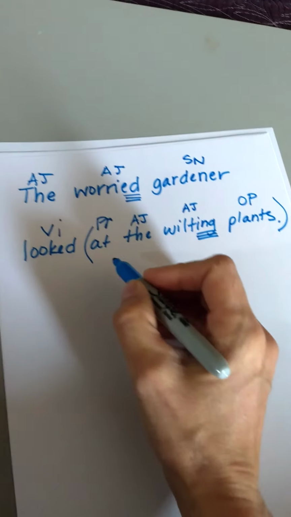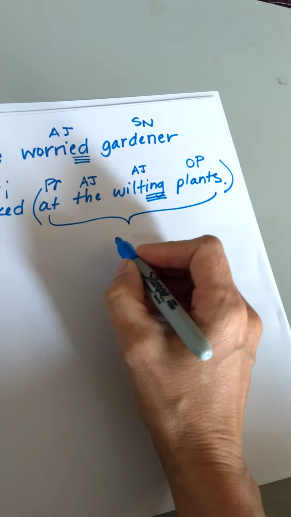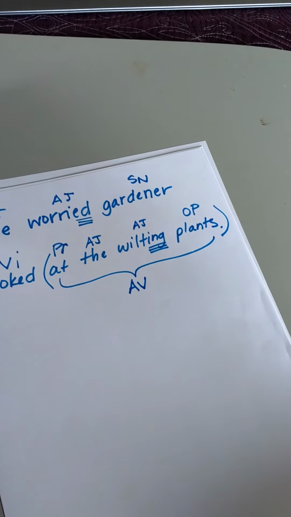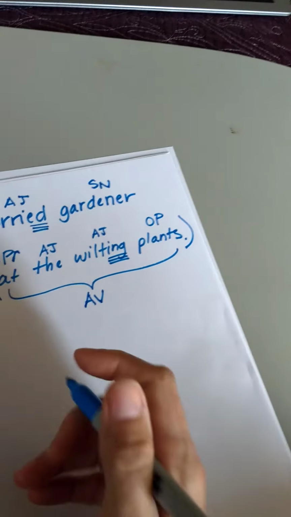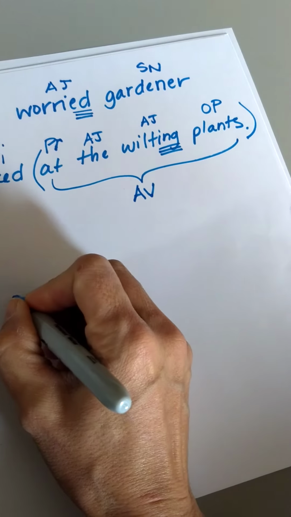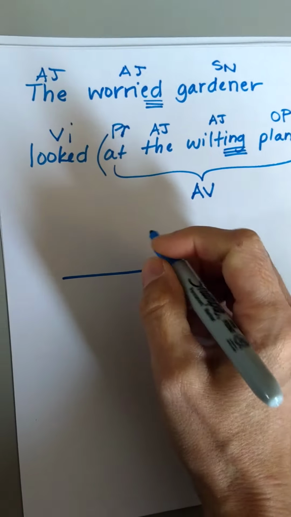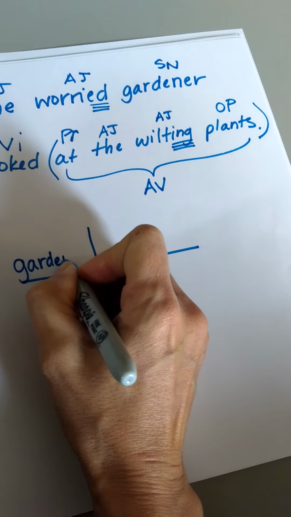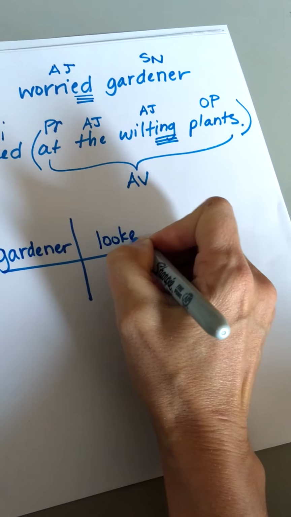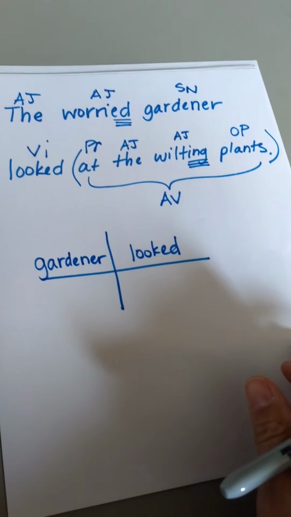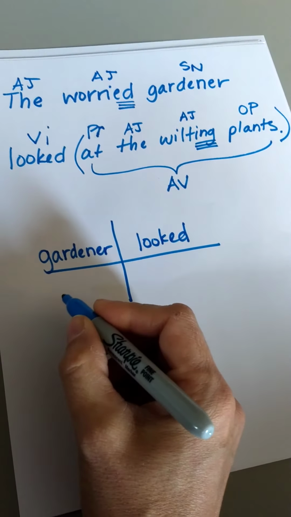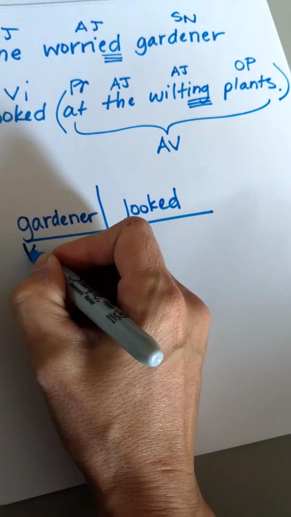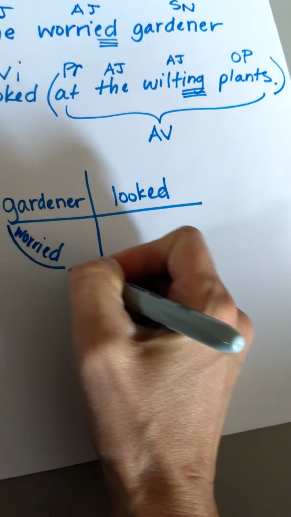Where did the gardener look? At the wilting plant. So this whole prepositional phrase is going to be adverbial, answering the question where and modifying the verb there. So when we diagram this, we are going to diagram first the pattern. So that is just subject, gardener, verb intransitive, looked, right? Worried is an adjective. It's going to modify gardener, so it's going to hang off, but it is a participle. So we need a sling for that. Worried. So we just write it along the sling.